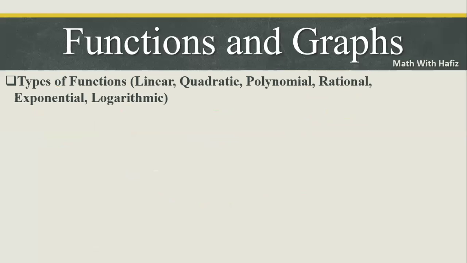Now we have some basic types of functions, which are linear functions, quadratic functions, polynomial and rational, and exponential and logarithmic functions. So first of all, what is meant by a linear function? In a linear function, the degree of the polynomial is 1. For example, as we discussed before, let's say it is just x plus a number, let's say 10. So it is called a linear function, in which you will have only a straight line.